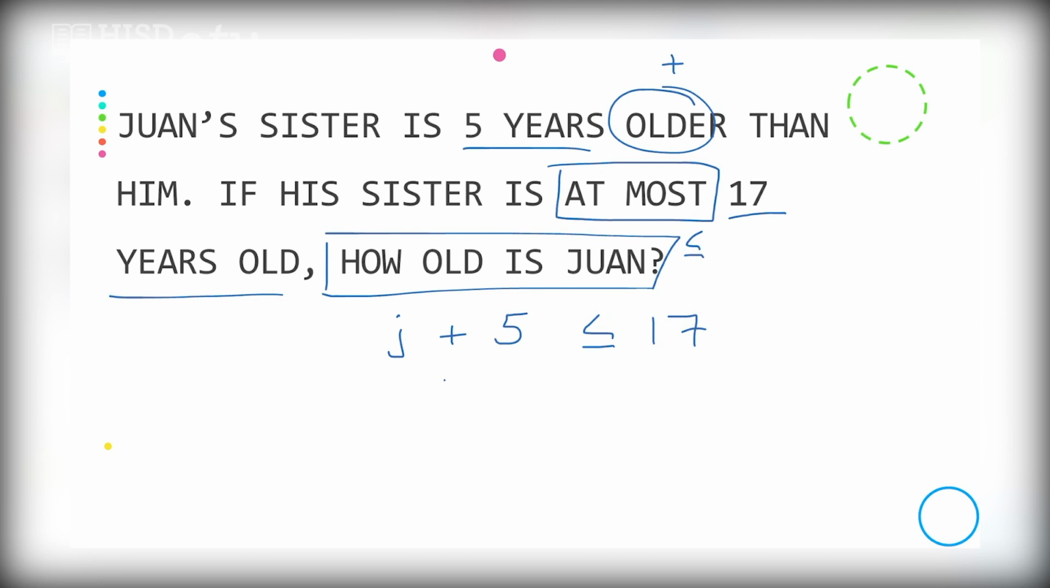Since this 5 on the left is adding, then we're going to be subtracting 5 on the left. And if we do that on the left, then we have to do the same on the right side. So that means that J is going to remain isolated on the left side, and 17 minus 5 is going to be 12. In other words, Juan's age has to be at most 12 years old.